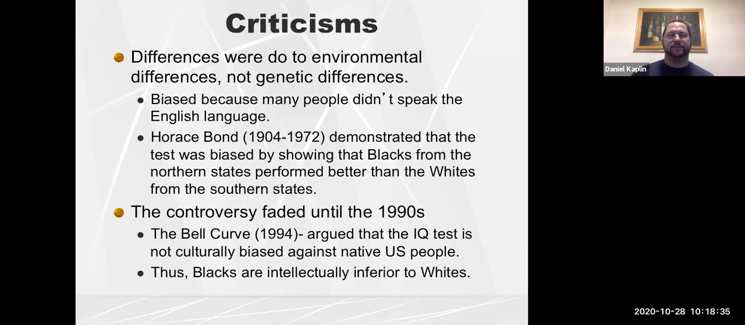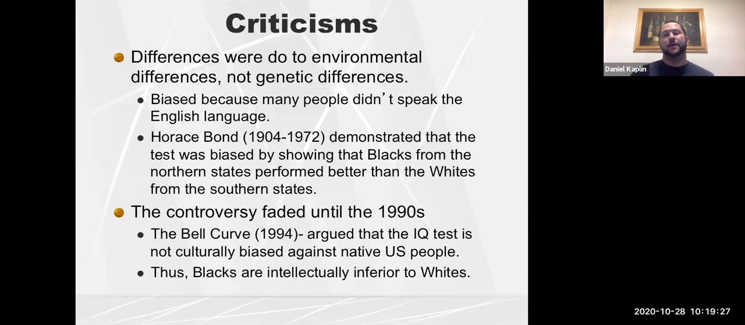So if whites were truly inherently more intelligent than Blacks, then whites should always outperform Blacks. So how do we explain this difference between Blacks in the North and whites in the South and how Blacks outperform whites? It's simple. Think of the environment. Look at the research. It was 1904 to 1972. Pre-civil rights movement, Blacks in the South were treated as second-class citizens. They were not given the same opportunities in education. They were not given the same opportunities in the classrooms. They were constantly in threat for their life.